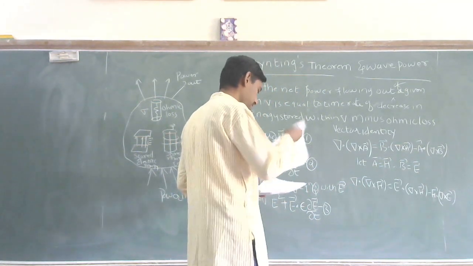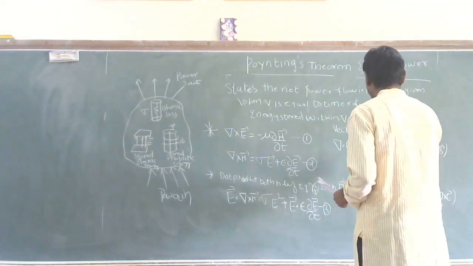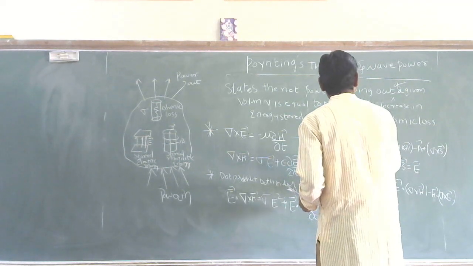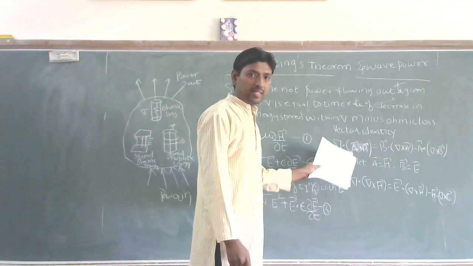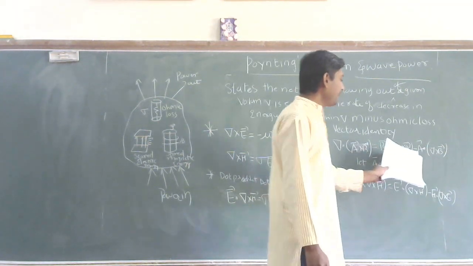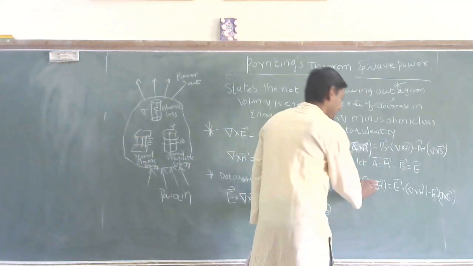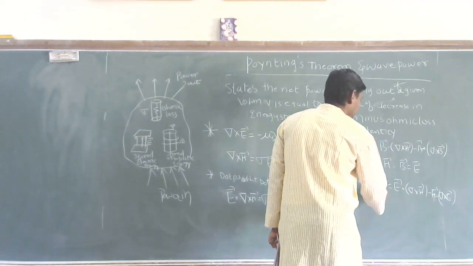So let me check. Actually, we have a vector identity. It is A cross B. So we have a vector identity saying that del dot (A cross B) is equal to B dot (del cross A) minus A dot (del cross B). And here it will be actually H cross E.